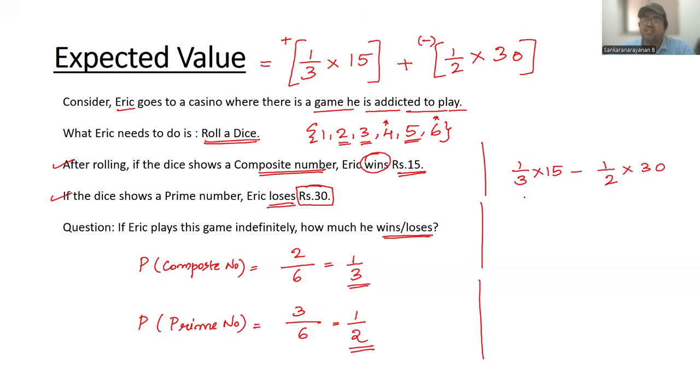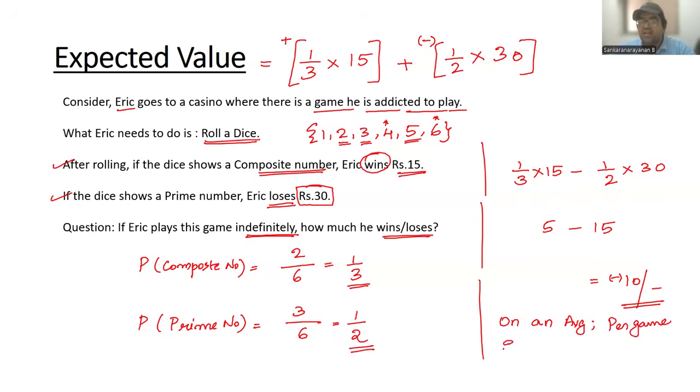It comes like this. What is 1 by 3 into 15? That's equal to 5. What is 1 by 2 into 30? That is equal to 15. Right? So 5 minus 15, when I consider, I can say that results in minus 10. What does this actually mean? It means that if Eric is playing this game indefinitely, on an average per game, Eric is losing 10 rupees. I repeat, on an average, per game.